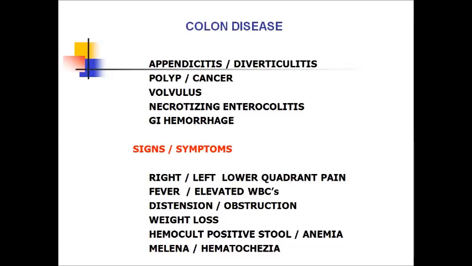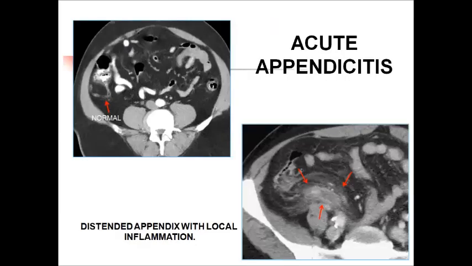Diseases of colon: appendicitis, diverticulosis, polyps, cancers, enterocolitis, hemorrhage, and symptoms which may be found in patients with colon problems are presented here, and let's look through it very quickly and focus on certain pathologies, different pathologies of colon.